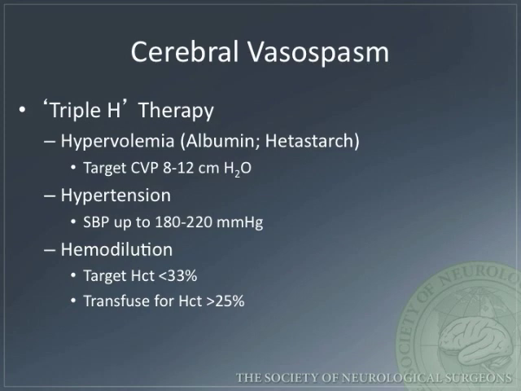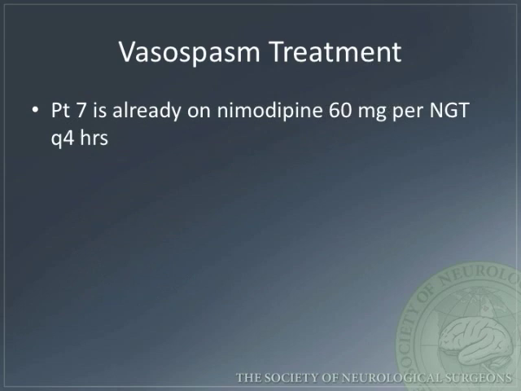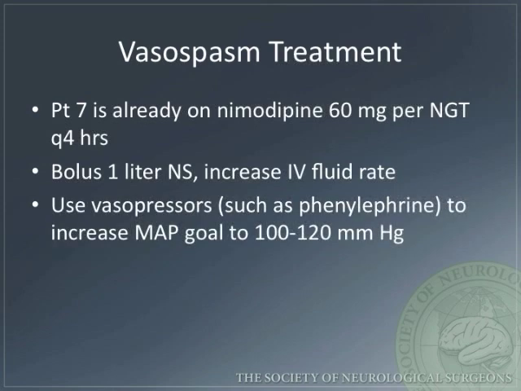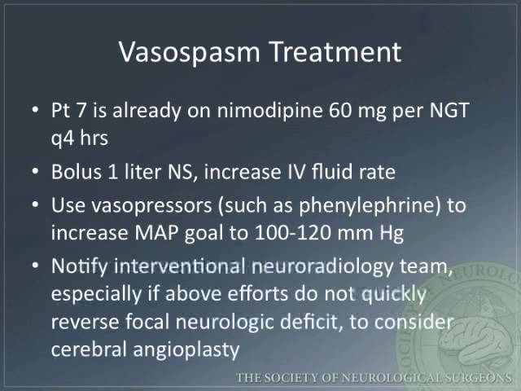Now back to our case example. The clinical diagnosis of vasospasm is made. The patient is already on nimodipine. You bolus 1 liter of normal saline and increase the IV fluid rate. Use vasopressors to increase MAP goal to 100 to 120. Notify the interventional neuroradiology team, especially if your efforts above do not quickly reverse the focal neurologic deficit, and consider cerebral angioplasty. Remember, symptomatic vasospasm is a neurosurgical emergency and requires rapid intervention, escalating medical management until symptoms resolve. Initiate angiography in a timely fashion if medically refractory.